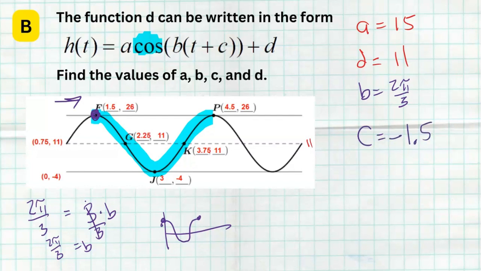Because for me to move my graph with a horizontal translation to the right, that would be a negative C value. A positive C value moves you left. I want to move to the right. So there is one possible outcome for my A, my D, my B, and my C. A and D go together because they're vertical. B and C go together because they're horizontal.